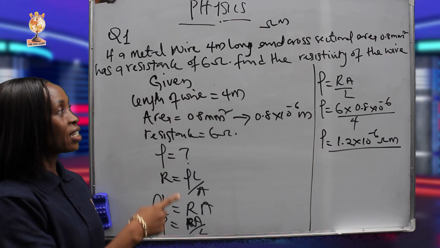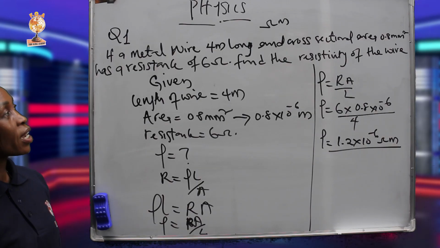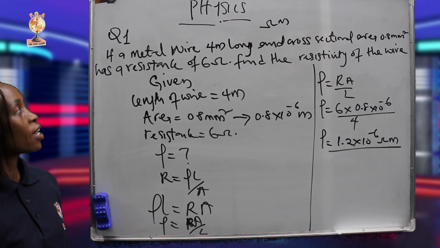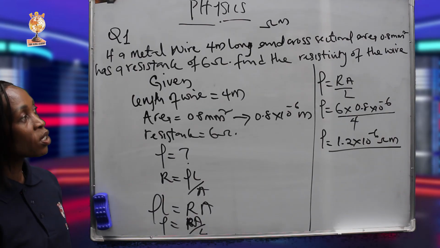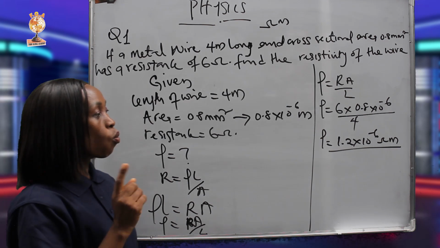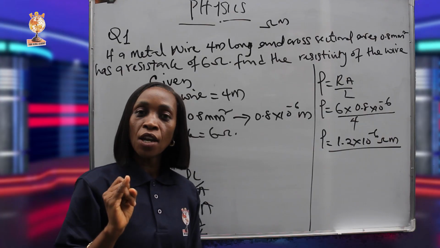Now this is the answer to this very question that says if a metal wire 4 meter long and a cross-sectional area of 0.8 millimeters square has a resistance of 6 ohms, find the resistivity of the wire. Resistivity of the wire is now 1.2 × 10^-6 ohm meters. Your SI unit is very important.